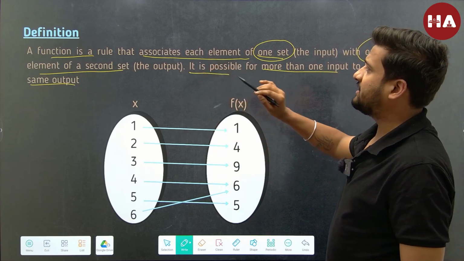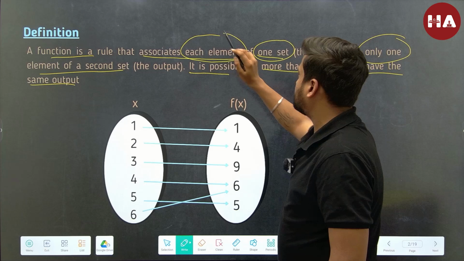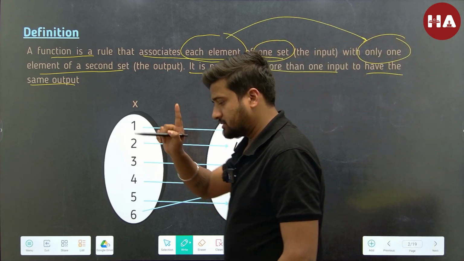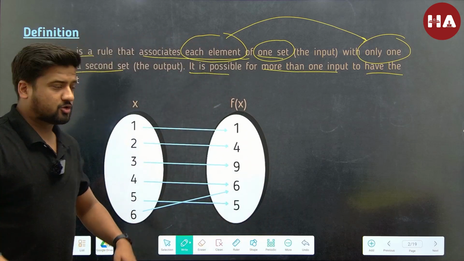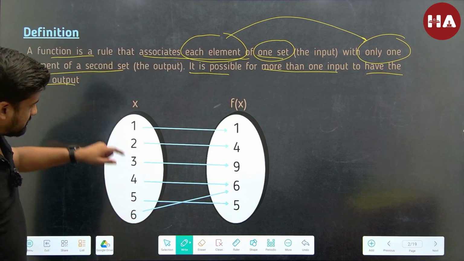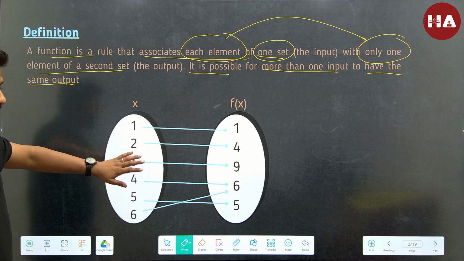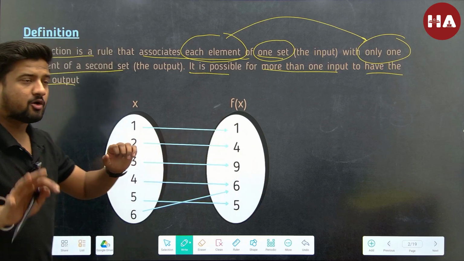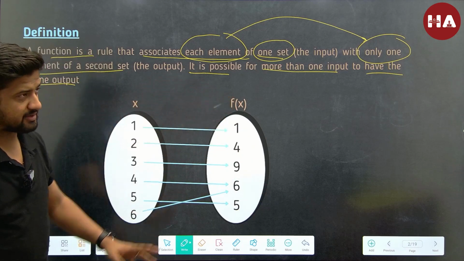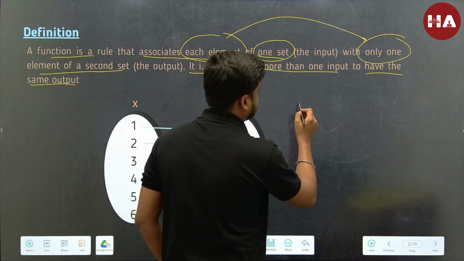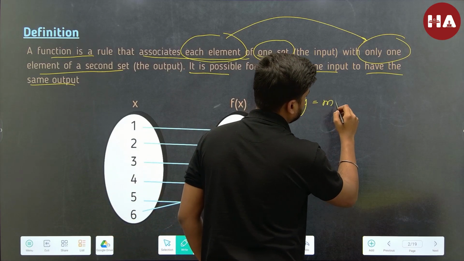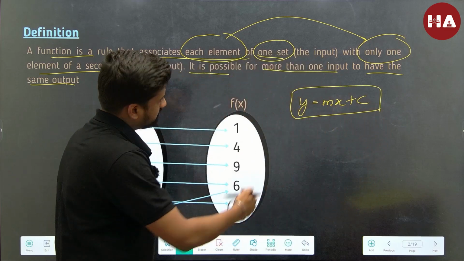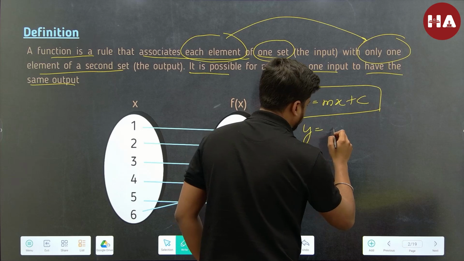The definition said that each element is associated with only one output, right? So the left, like this oval shape, the left one will be my input and the right one will be my output. Now why have I written x and f(x)? Let me give you a basic example. You can write it like this or we can write it like this also, right?